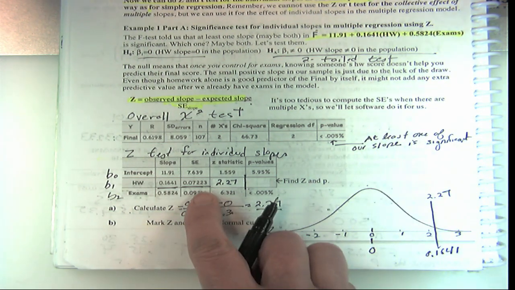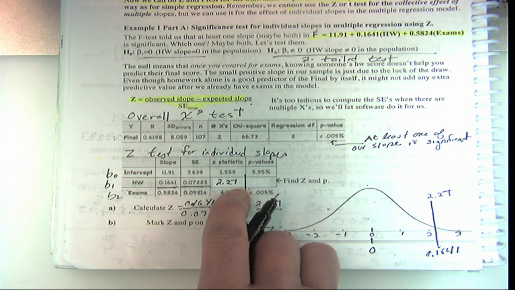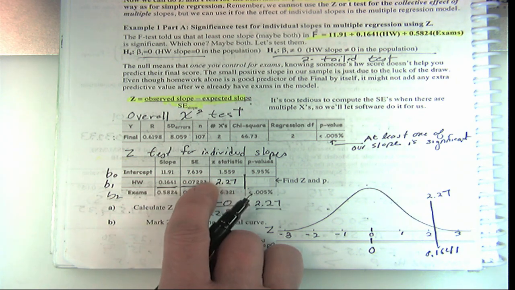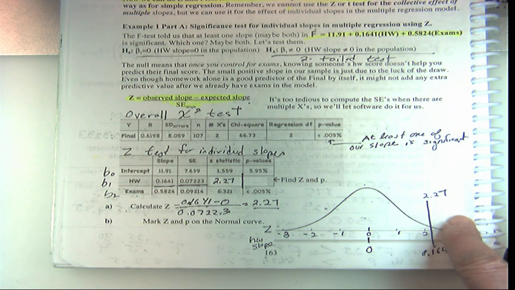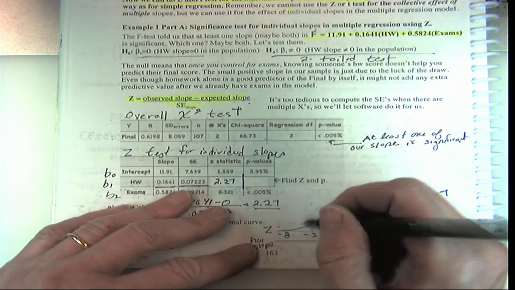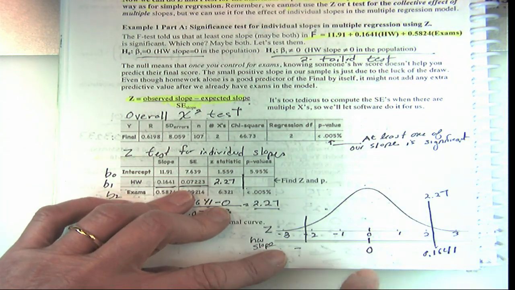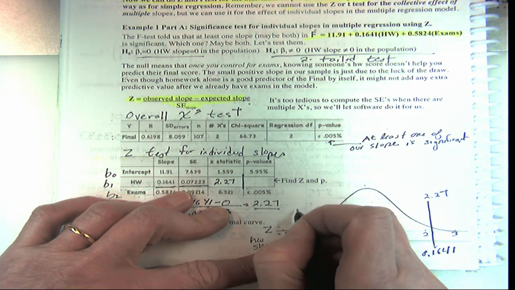Why? Because our standard error is even smaller. So that's how we got such a big z. That looks like a small slope, but compared to the standard error, it's quite big. And what's our p-value here? Well, between 2.27 and -2.27, that would be between -0.1641.